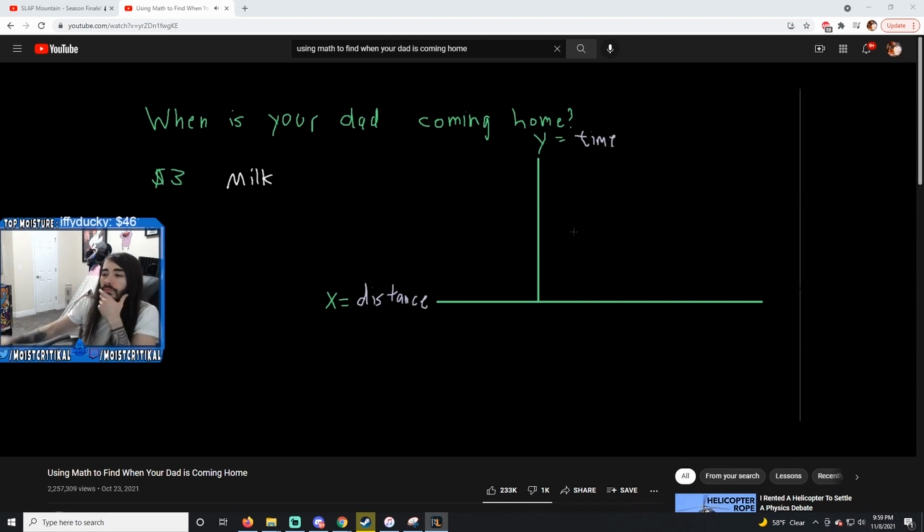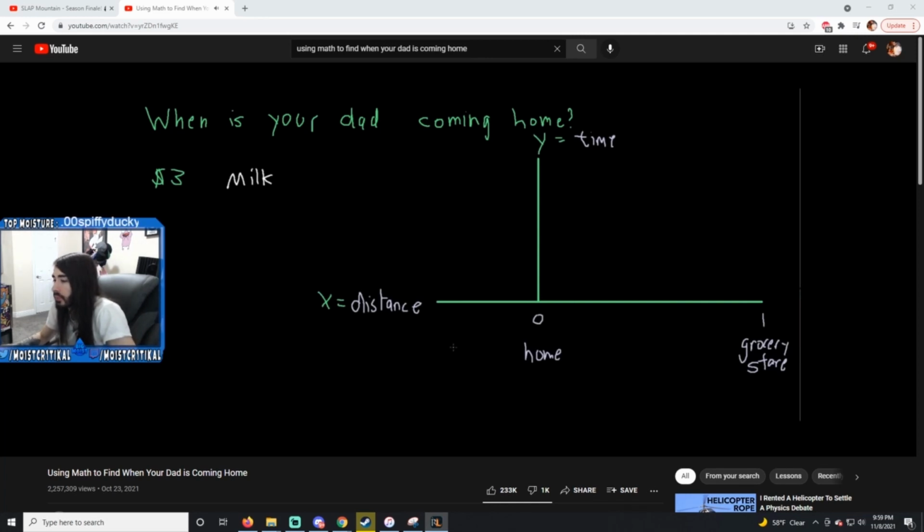Now, one point of confusion for people is that usually the x-axis is the one that defines time. However, in this case, the y-axis represents time because I am Asian and I get to make the math rules. I am Asian.